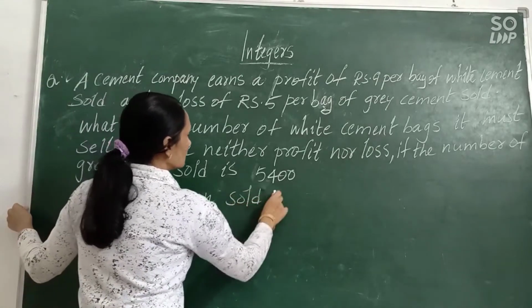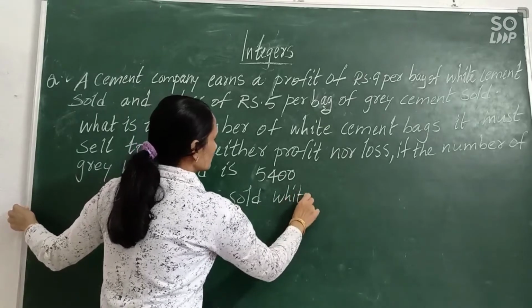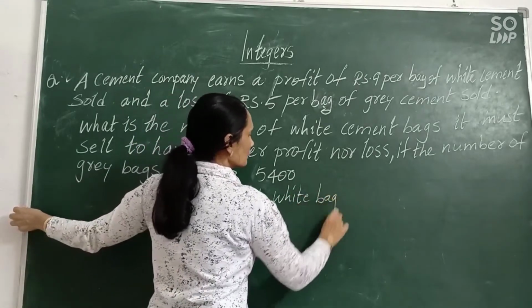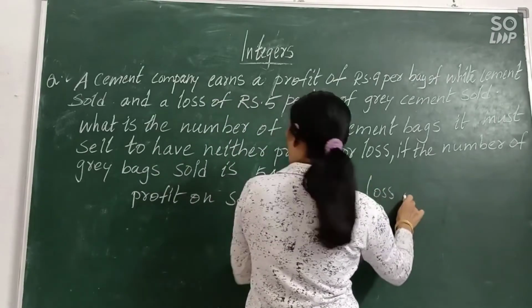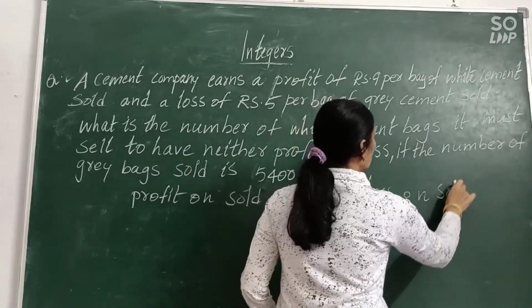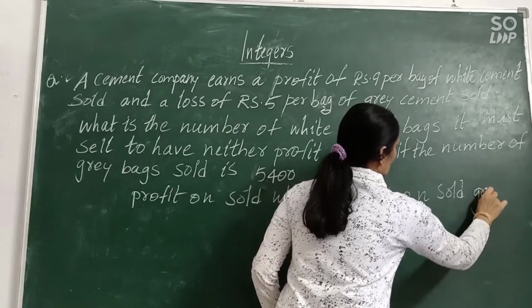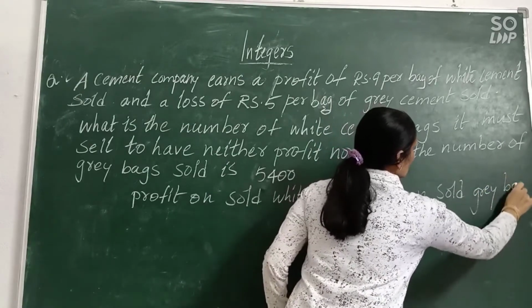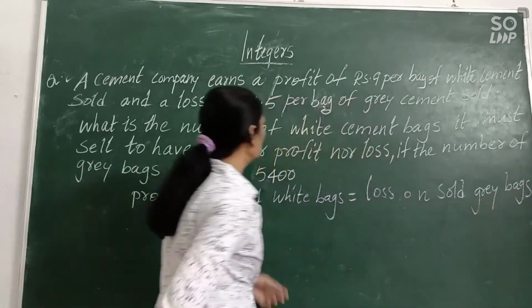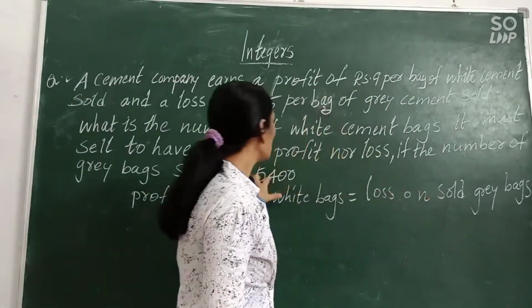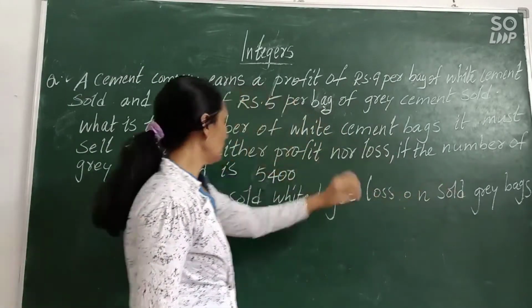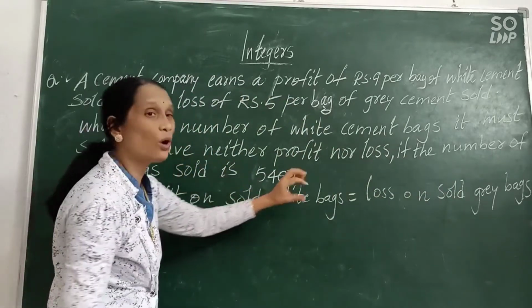sold white bags is equal to loss on sold grey bags. Right or not? So how many grey bags sold? 5,400. So loss on sold grey bags is equal to profit on sold white bags.